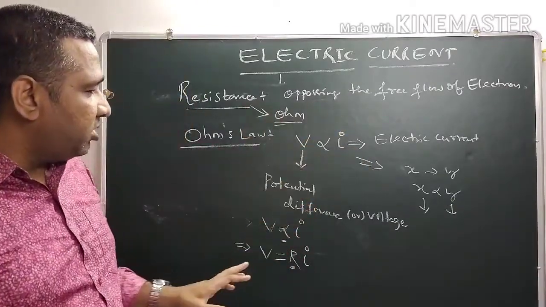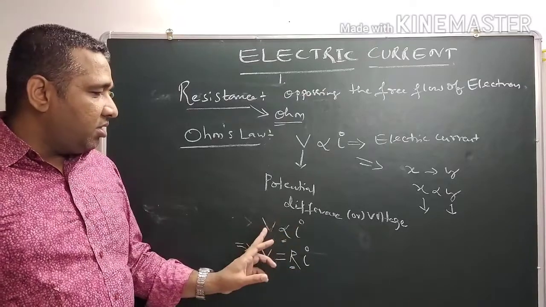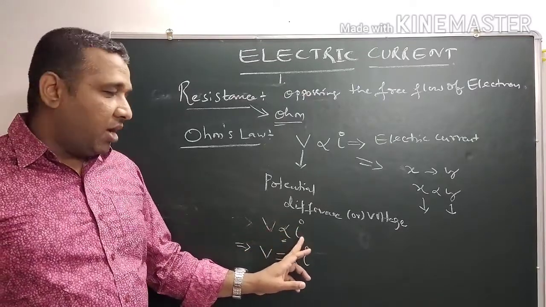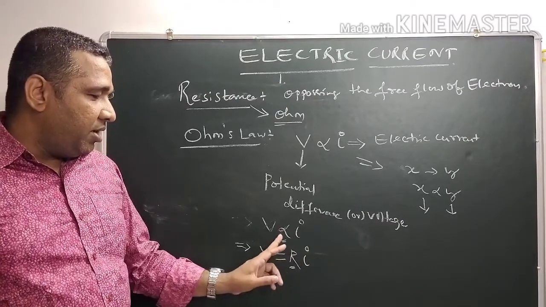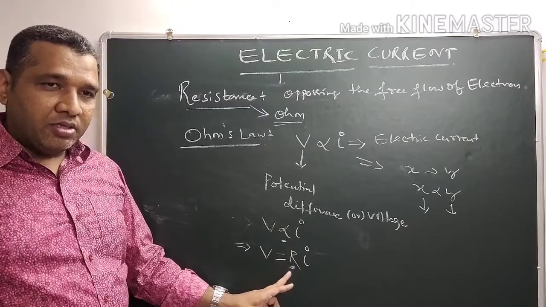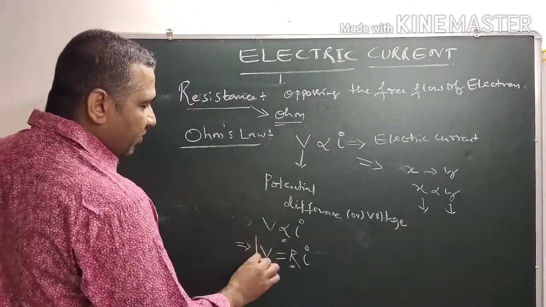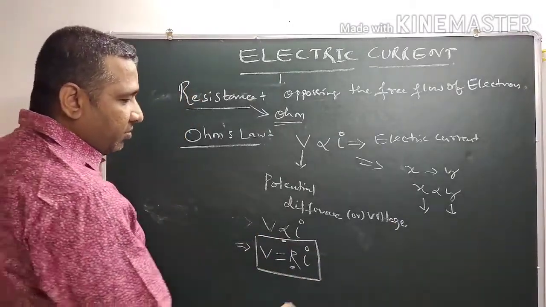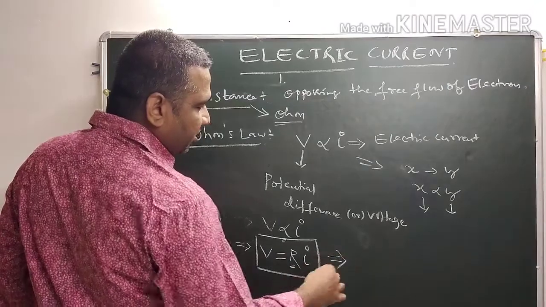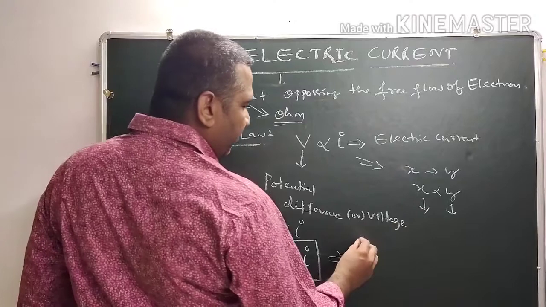So from this relation we make one equation. What is the relation? V is directly proportional to I. When you remove the proportionality, we immediately put an equal sign and a constant. So V is equal to RI. Now this is the equation. From this equation, we can make three more formulas.